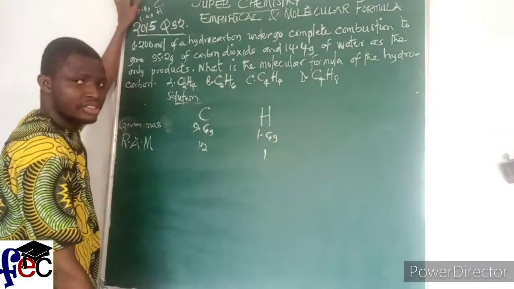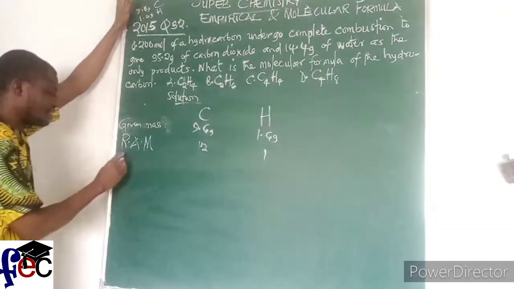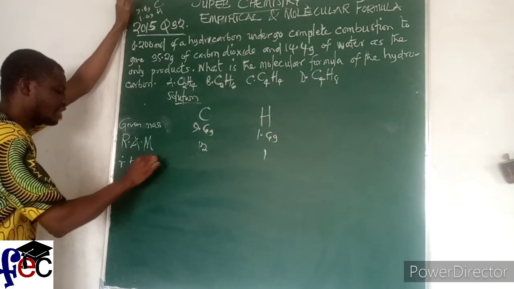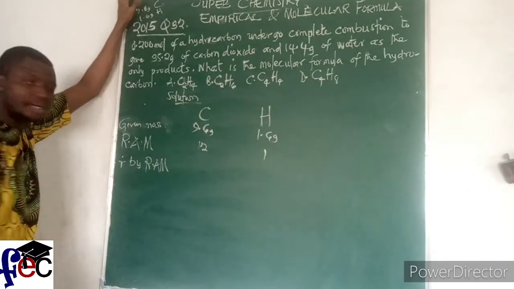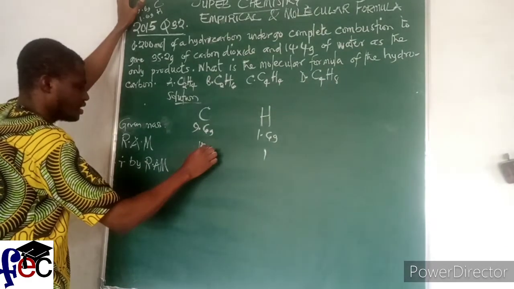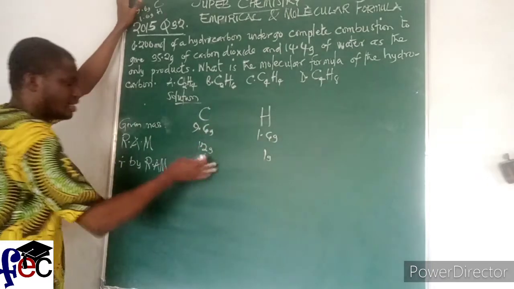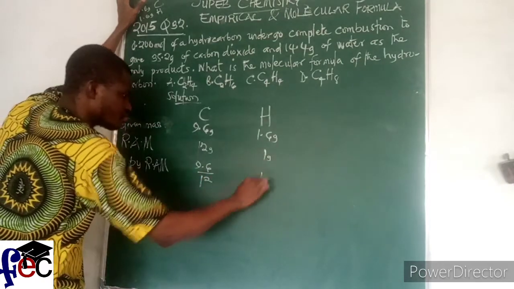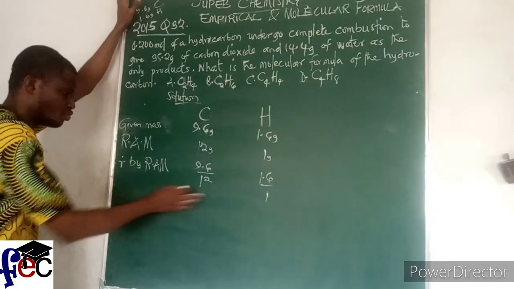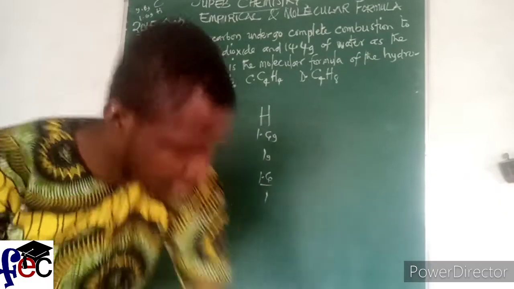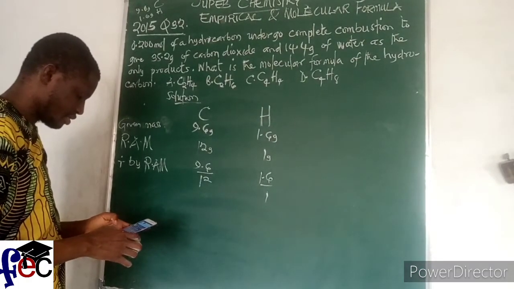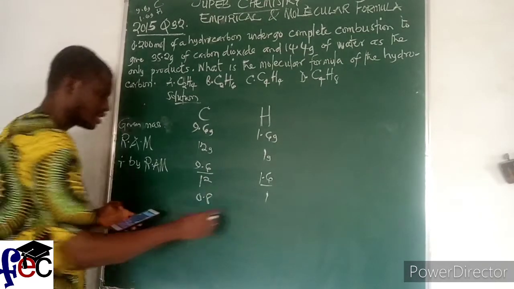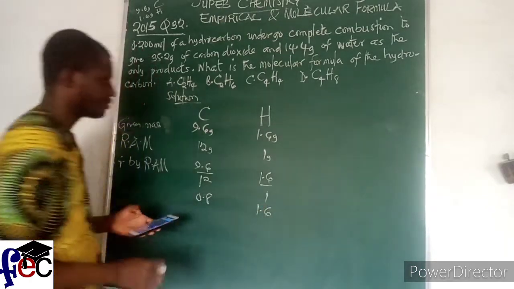Is 1. You remember? All right, so what we do next is we divide by the relative atomic mass. This relative atomic mass is 12 grams. This is 1 gram. You can ignore the grammage. So this will give us 9.6 divided by 12, and 1.6 divided by 1. So what will this result give us? I have 9.6 divided by 12. This is giving me 0.8. Then I have 1.6.